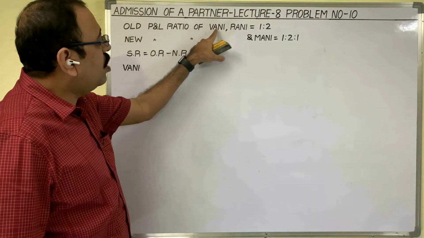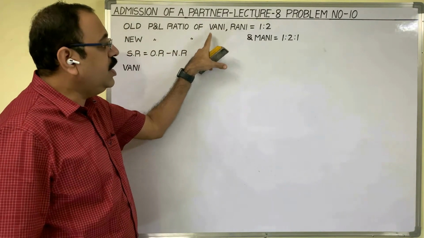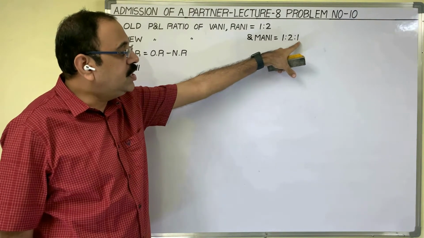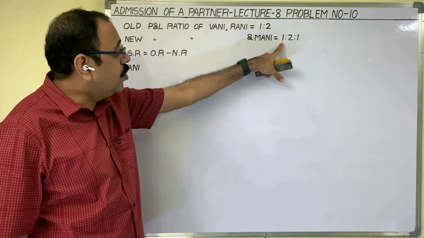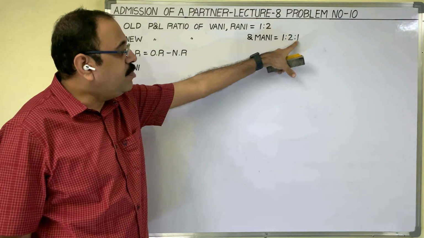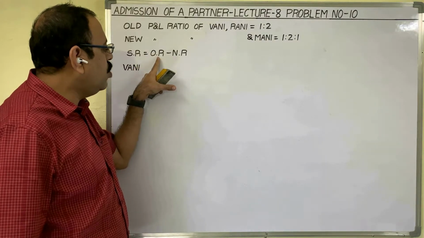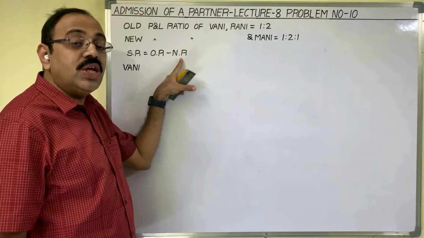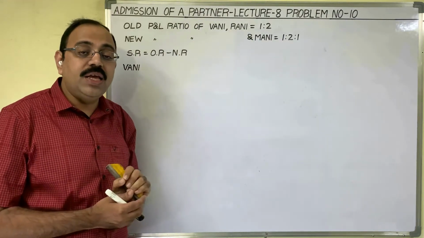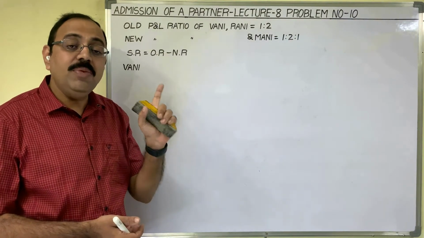Old profit and loss ratio of Vani and Rani is 1:2. And new profit and loss ratio of Vani, Rani and Mani is 1:2:1. So 1 by, add these 3 numbers, 4. 1/4 is Vani's share, 2/4 is Rani's share, and 1/4 is Mani's share. Sacrificing ratio is old ratio minus new ratio, no? So there is a logic behind this formula. In lecture 7 video, I explained clearly about that logic. So the video link is available in the description box, and in the icon also I am leaving that video link.